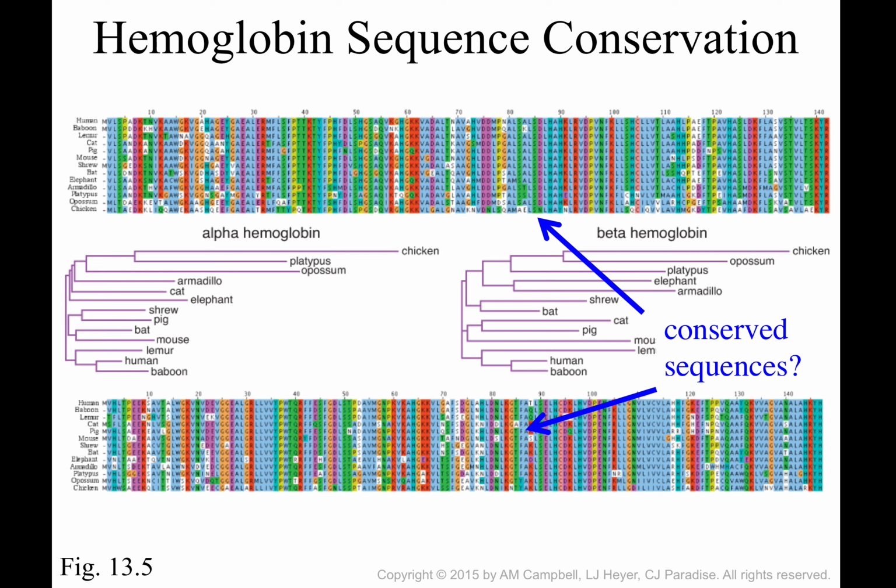This is very little letters, hard for you to look at, but it is an amino acid alignment of the alpha hemoglobins and the beta hemoglobins from lots of different species. Humans, baboons, lemurs, cats, pigs, mouse, shrew, bats, elephants, armadillos, platypus, possums, and chickens.